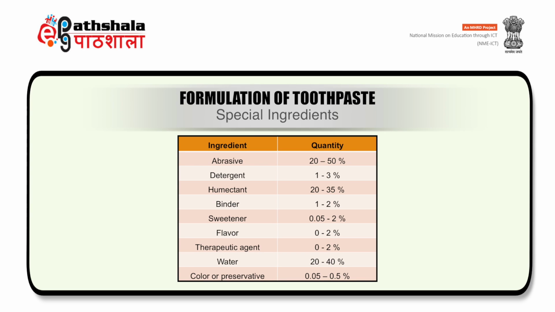Abrasives are normally used in concentration of 20 to 50%, detergents 1 to 3%, humectant 20 to 35%, binders 1 to 2%, sweetening agents 0.05 to 2%, flavors 0 to 2%, and therapeutic ingredients 0 to 2%, and the water, the solvent 20 to 40%, along with colors and preservatives in concentration of 0.05 to 0.5%.